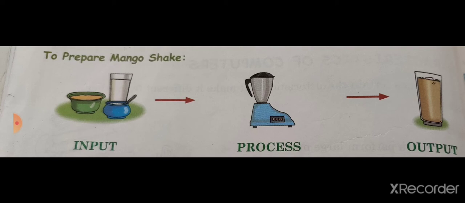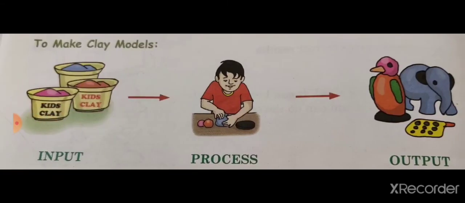So kids, whatever you get initially works as your input. And when you do some process on it, work on it, and it gets changed and turns into some different product, that is called your output. Okay, I'll show you one more example to understand it better, and that is to make clay models.